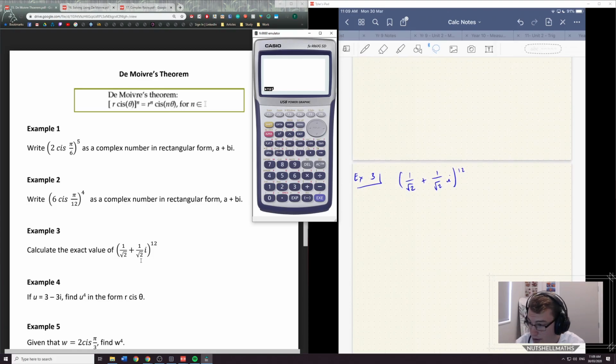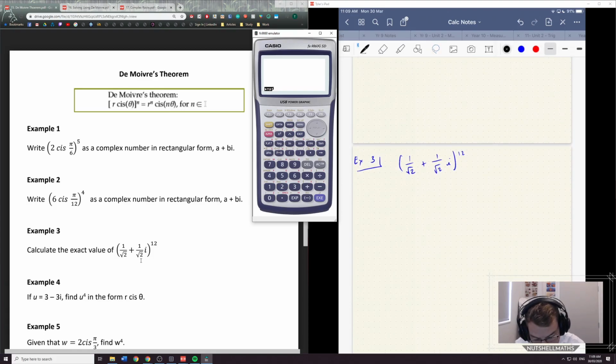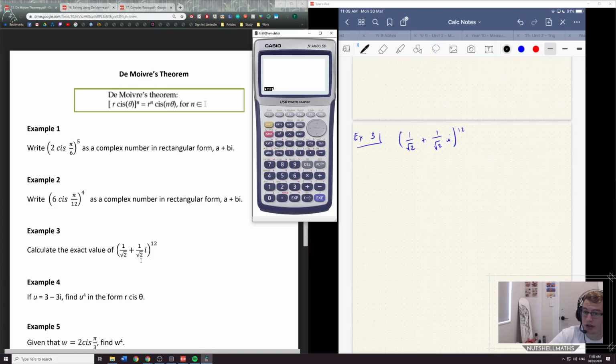Someone in the chat said change to polar form. Of course, that's our first step, because we can only do de Moivre's theorem in polar form. That's the beauty of polar form. So let's go like this: 1 over root 2 plus 1 over root 2 i. Let's change this to r cis theta.